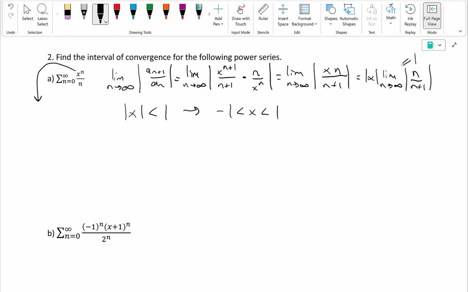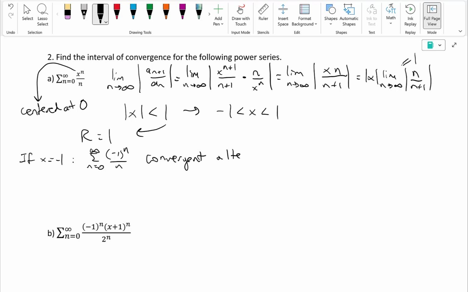Again, we didn't write it, but we could see this whole thing is centered at 0. We've got radius 1 here, and we want to worry about the endpoints. So if x equals -1, we get a series of the form sum from n equals 0 to infinity of (-1) to the n over n. That's our alternating harmonic series. You could write out some more if you need to, but this is convergent.